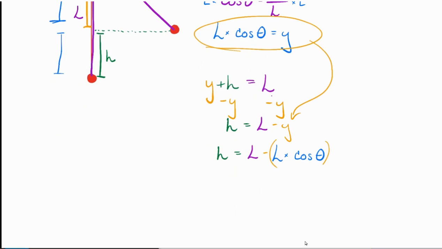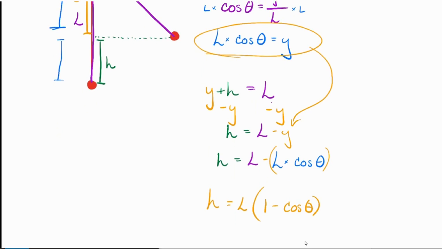So if you are looking at this, then the interesting thing is that I could bring this L out, and I could make it L times 1 minus cosine of theta, and that's equal to h. And if you want to use this shortcut and memorize it, you're welcome to do so. Mr. Clark is okay with that.